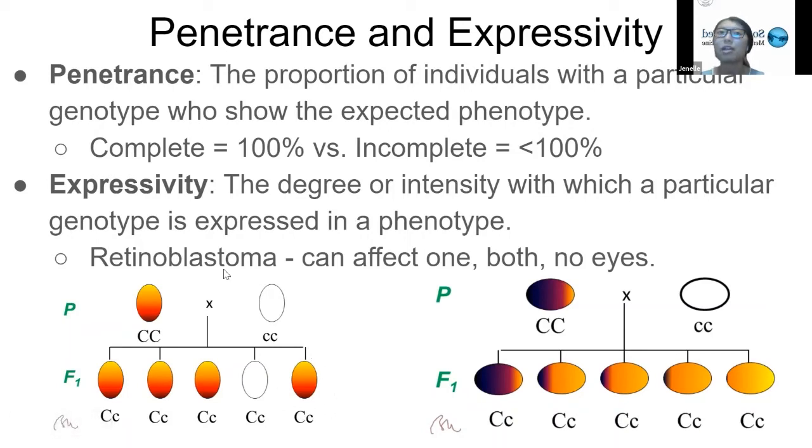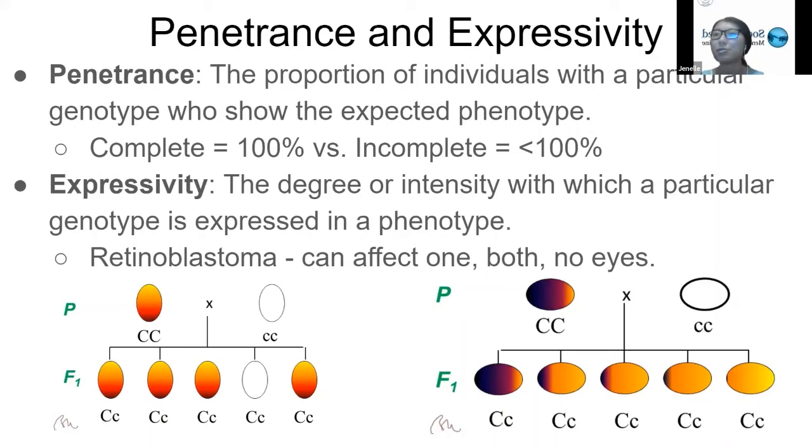And then the second term is expressivity, which is the degree or intensity with which a particular genotype is expressed in a phenotype. So a popular example is with retinoblastoma. Some individuals have it affecting one eye, some have both, some don't have it affecting any eyes. So it's really variable as to how the phenotype is expressed.